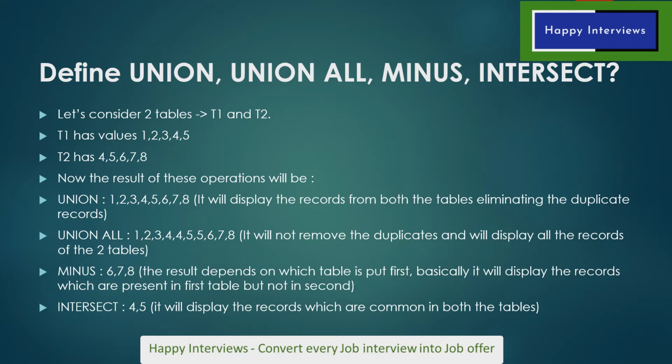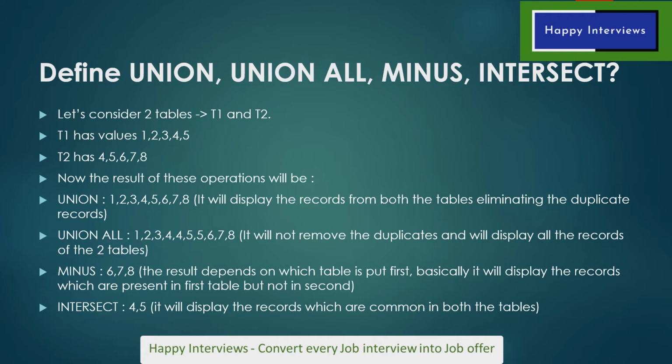Here, like in this PPT I have mentioned 6, 7, 8. Then how 6, 7, 8 will come? If I do T2 minus T1, then T2 minus T1 means whatever values T2 has and T1 doesn't have, those values will be displayed. So those are 6, 7, 8. Whereas T1 minus T2 will give us 1, 2, 3.